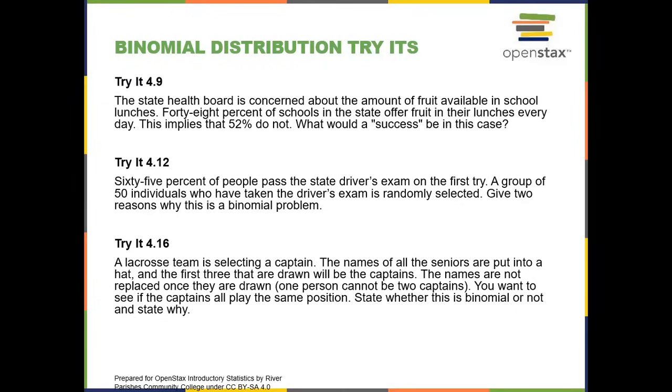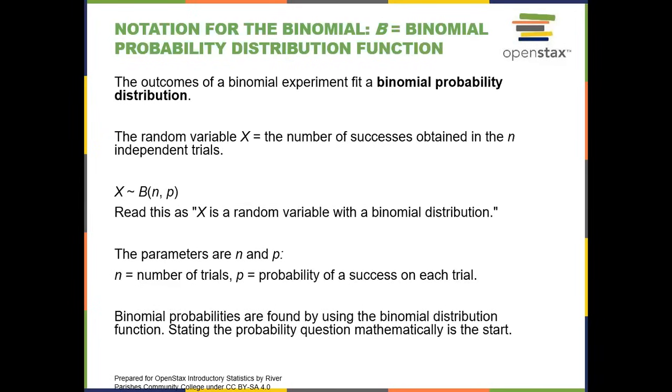65% of our people pass the state driver's exam on the first try. Okay, 65% is the probability of success, or 0.65. What is the probability of failure? 0.35. Either you pass the exam or you do not pass. If you pass, it's success. If you do not pass, it's failure. Okay, so 2 possibilities. Sum of the probabilities is 0.65 plus 0.35 is 1. Therefore, this is a binomial problem.